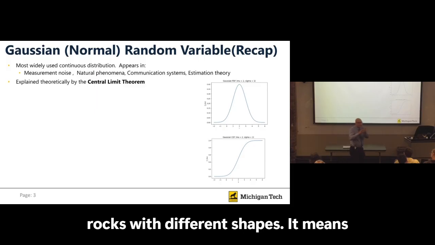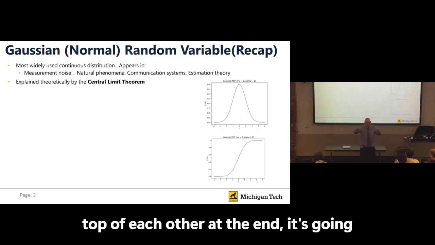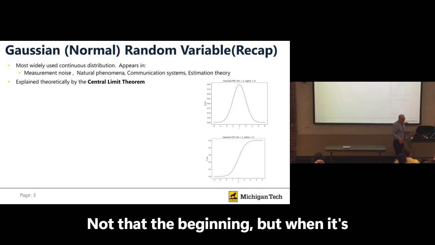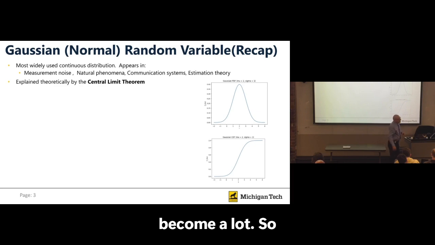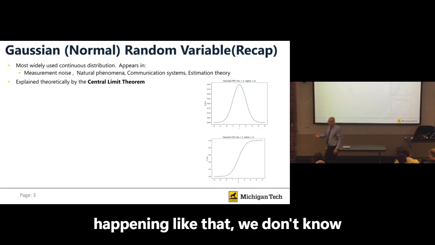You have rocks with different shapes, which means different distributions. You drop them on top of each other, and at the end it's going to make that shape. Not at the beginning, but when there are a lot of them. So lots of phenomena in nature happen like that.